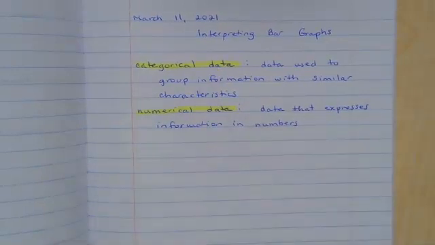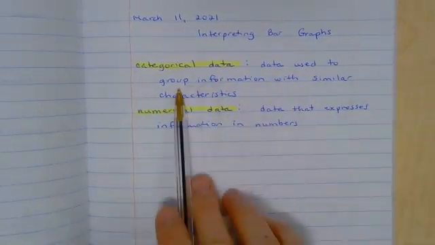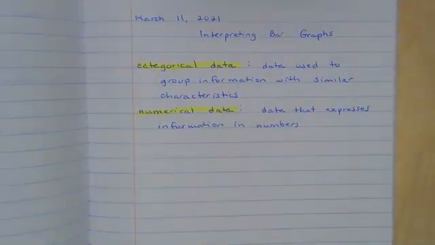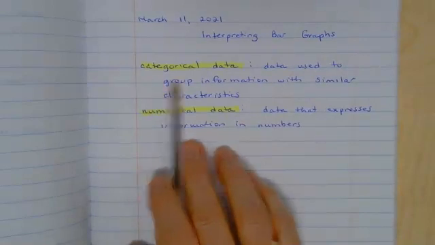Categorical data, which basically is data used to group information with similar characteristics. So you could say green cars versus blue cars, or you could say yellow t-shirts versus purple t-shirts. So we're looking at data collected by category.